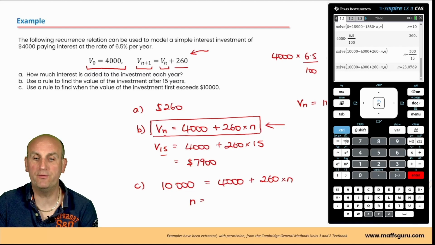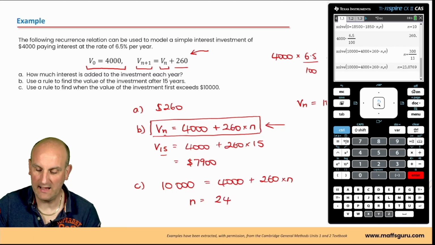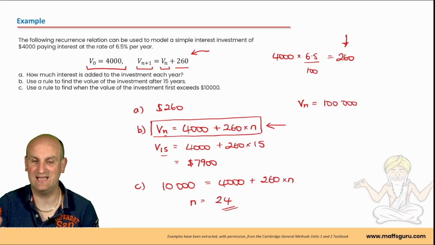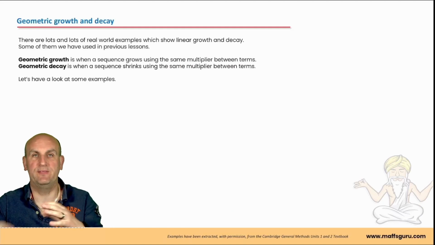So for it to be more than that, we would want our value of n to be the next whole number up. So in which case, it would happen after 24 years. Now, knowing how to do that, as I say, is really important. I know I said this was going to be a long video. We're getting there, but there's a lot of stuff in here.